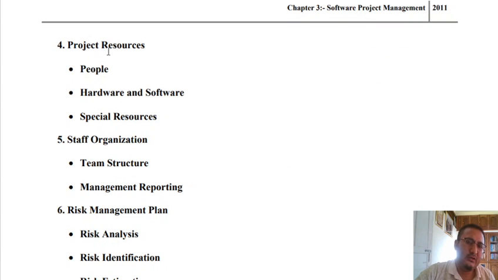It also needs to emphasize the project resources that are there, for example, people, hardware and software, and special resources. Any resource that you do not have, for which you need to pay money, is called a special resource. For example, if you have to borrow a technical person for developing an application, that is a special resource, right? Anything that you do not have and need to pay for is categorized as a special resource. Then you have staff organization, which includes team structure and managerial reporting scheme, right?